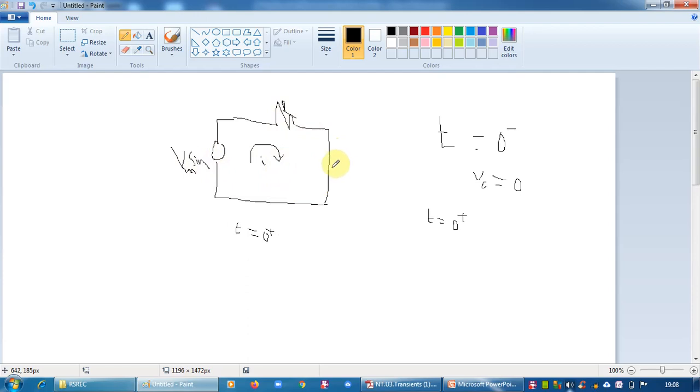Whereas previously here there was an inductor. Inductor means the current before is 0, so immediately after also the current is 0. How will we represent an inductor with 0 current? We will represent the inductor by an open circuit like this. Open circuit means the current is 0.